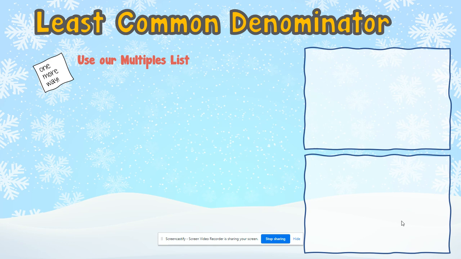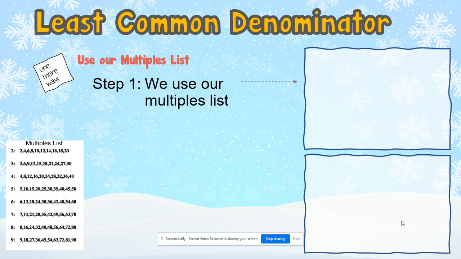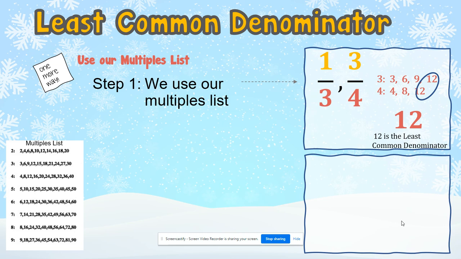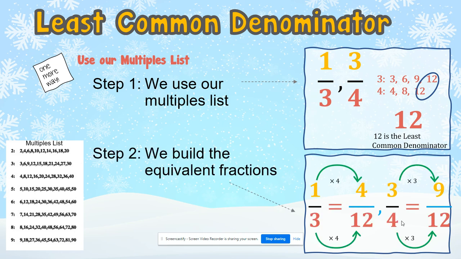The most common way that we are going to be using is to use our multiples list to find the least common denominator. So you remember the multiples list that we created this week? So we have two fractions, 1/3 and 3/4. We're going to look at our multiples list and we're going to see that both 3 and 4 have a multiple of 12. So 12 is the least common denominator. Again, we use 12 to build our equivalent fractions, and we get 4/12 and 9/12.